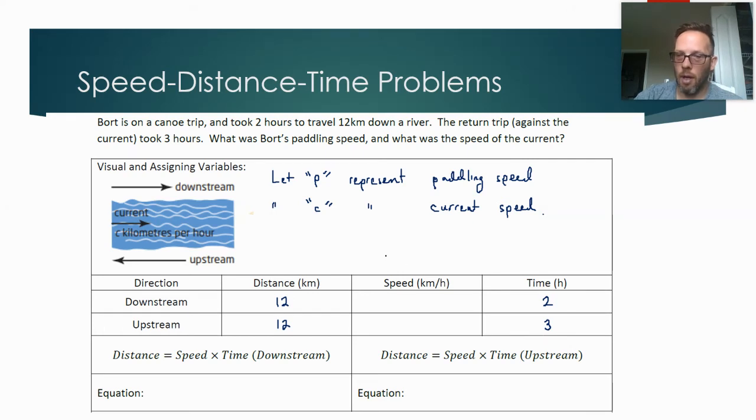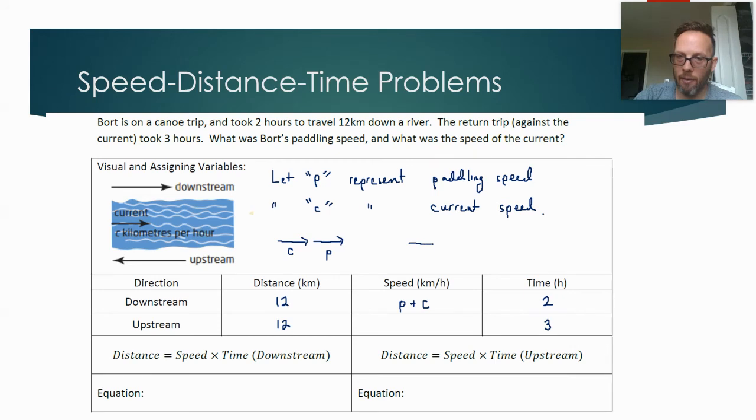Now, what should we put in for the speed? So think about, I'm going to use the diagram as an example. If we have the current going downstream, and if Bort is paddling downstream too, then the speed of the current and the speed of his paddling are going to work together and they're going to add, and his total speed will be P plus C, his paddling speed plus the current speed.